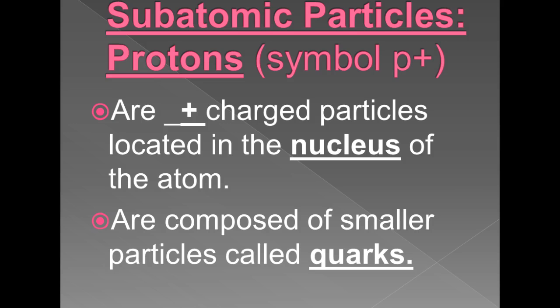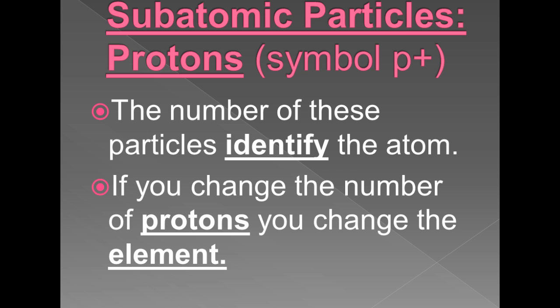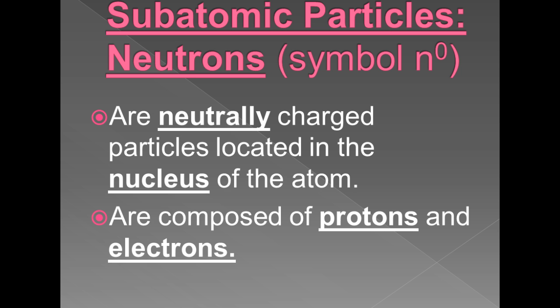So we probably know that there's positively charged particles located in the nucleus of the atom. Those are called protons. We're going to symbolize a proton by a little p with a positive symbol on it. And you may or may not know that these are composed of smaller particles called quarks. The number of protons in an atom is going to be what identifies the atom. So if something has one proton, that's hydrogen. If it has two protons, that's helium, and on down the line. If you change the number of protons, you are going to change the element.